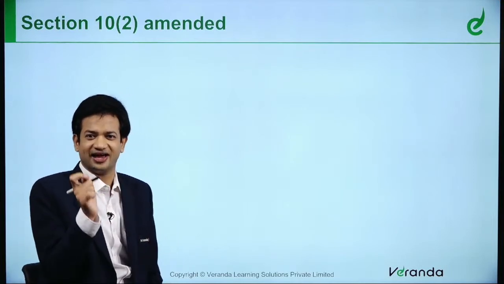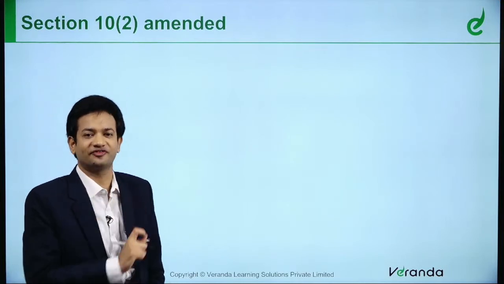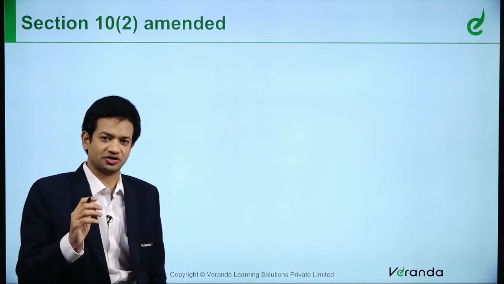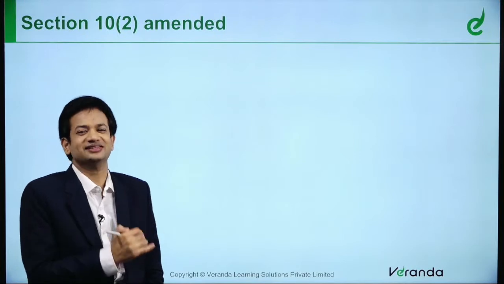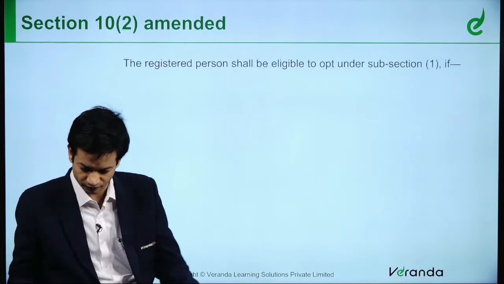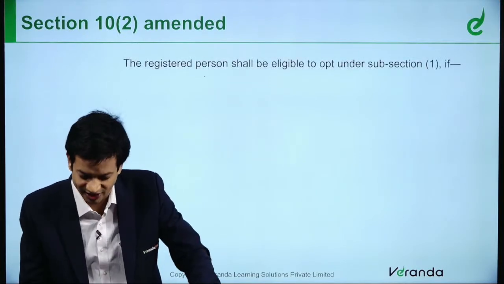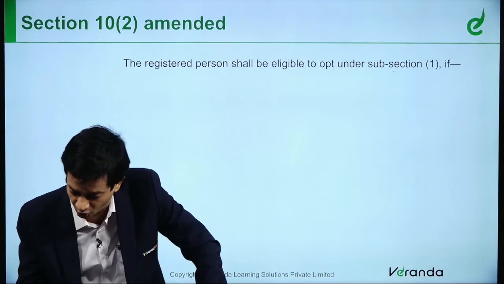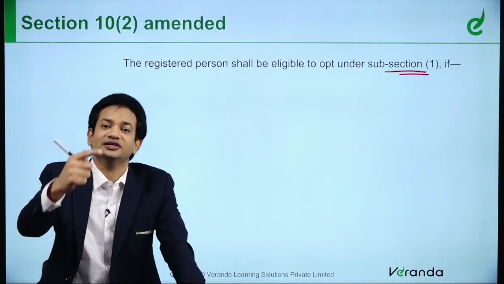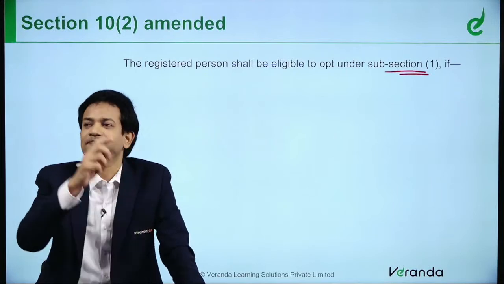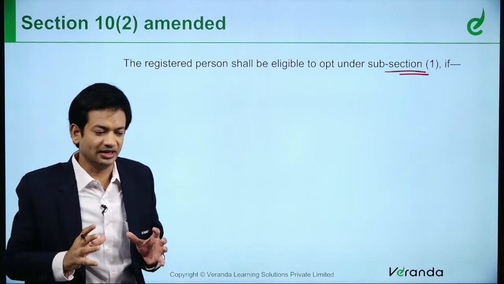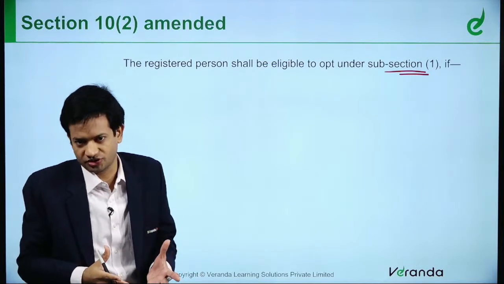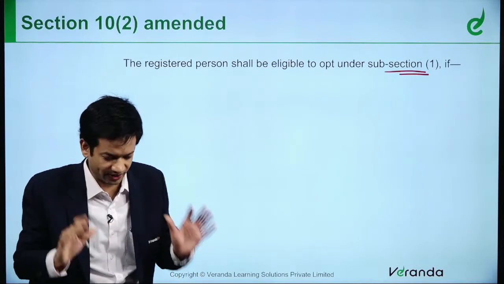But the conditions there and in 10(2) were a little different. 10(2) spoke about restrictions only in case of goods. 10(2)A spoke about goods or service. So they made an amendment here and inserted the word service. That's it. I will just show you. So section 10(2) says the registered person shall be eligible to opt for subsection 1. That means 10 subsection 1 says if the turnover is up to 1.5 crores, a manufacturer, trader or someone can avail the benefit of the composition scheme. Pay tax at 1%, right?